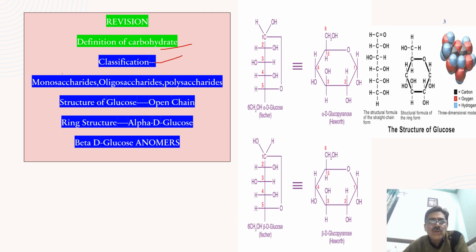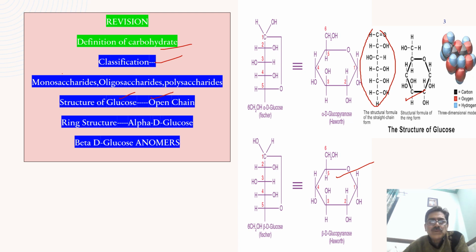Then we also talked about the structure of glucose. The structure of glucose can be an open chain structure. This is the open chain structure of glucose, or straight chain structure of glucose. Then we have the ring structure of glucose. This is the Haworth formula of glucose, the ring structure of glucose.